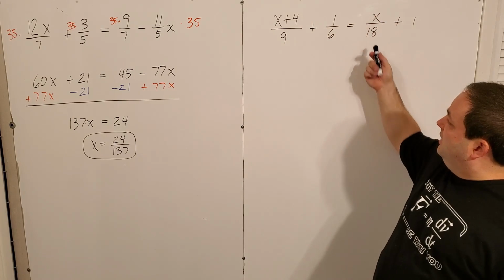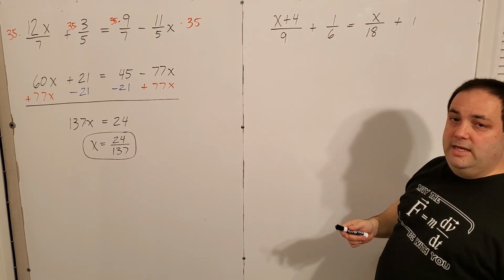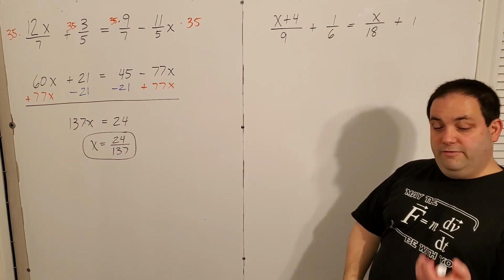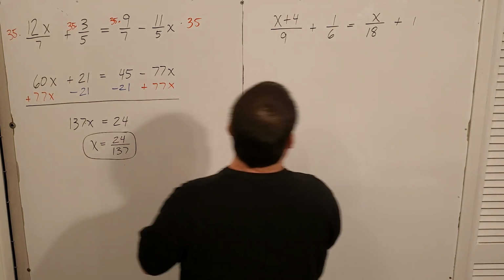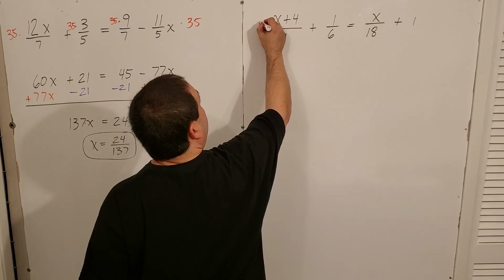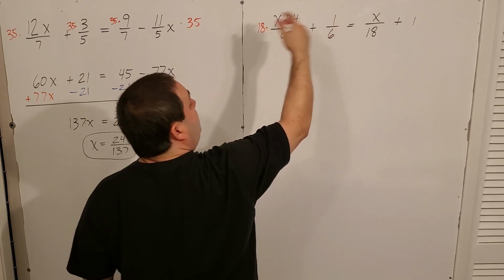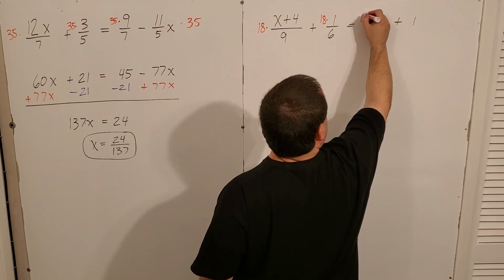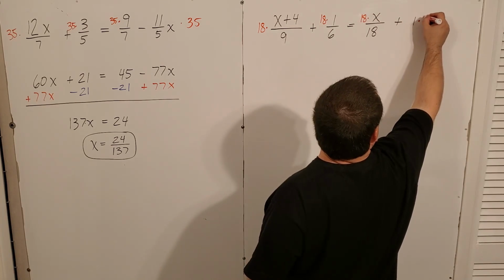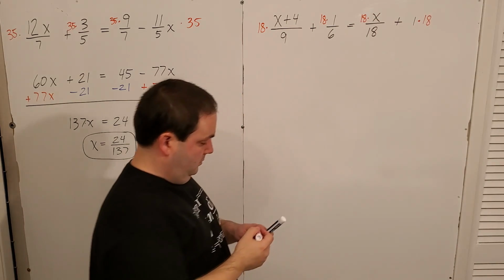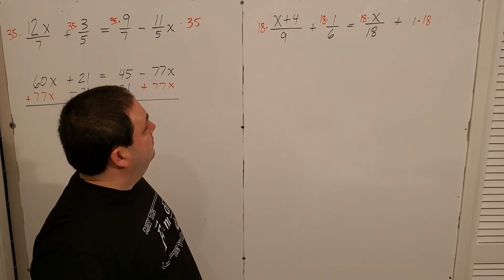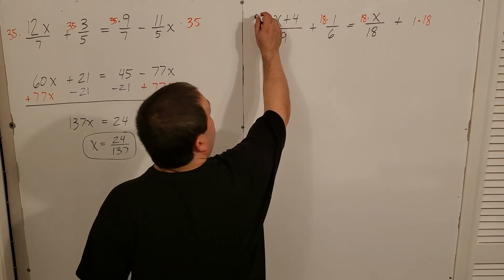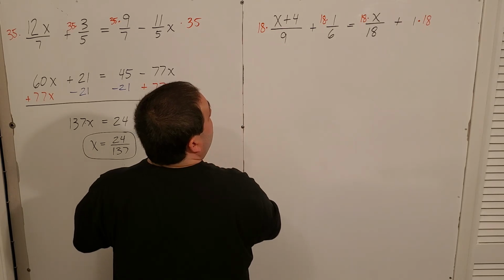18 is the number you're looking for now, right? 9 can multiply into 18. 6 can multiply into 18. 18 times 1 is 18. So that's the guy I'm looking for. I'm going to multiply by 18 here. It's going to get distributed on each side. So times 18 here, times 18 here, and times 18 here. Remember, do the division first. 18 divided by 9 is 2.